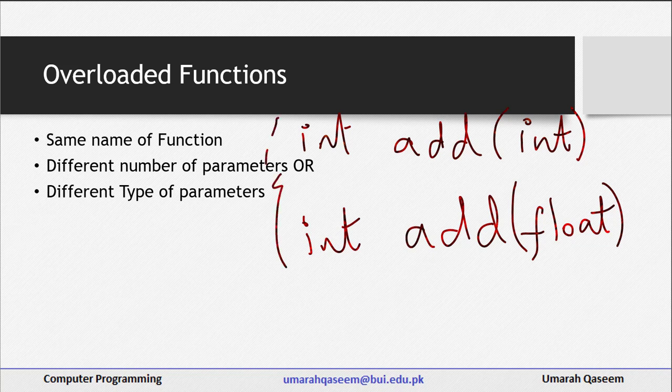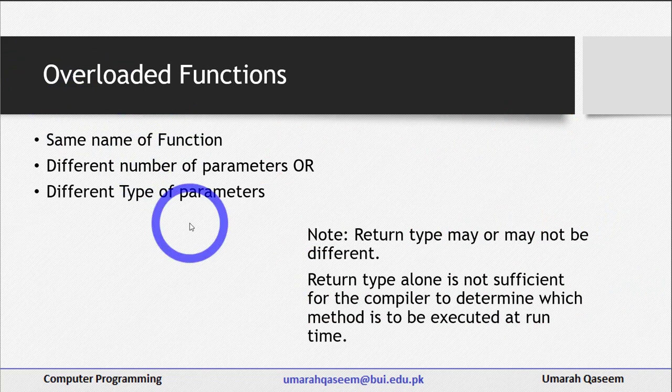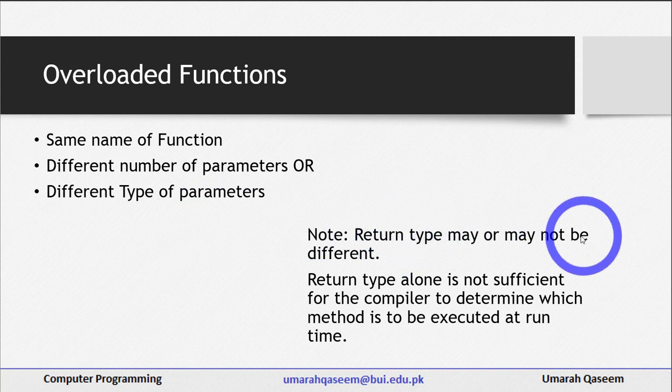Now let's make another overloaded function. I have a third overloaded function, and this time let's change the number of parameters. So maybe this time this function is taking 2 parameters instead of 1. So this is what we mean by these lines. Now there is one more important thing, which is that the return type of the function may or may not be different.